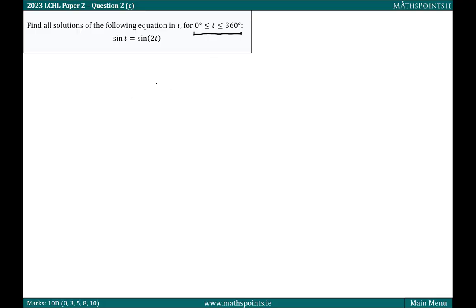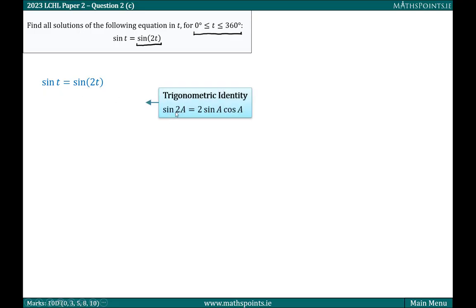So the key to this question is to spot that we're not really going to be able to work with a sine t on one side and a sine 2t on the other side. We wouldn't be able to collect those together or simplify this down further without changing the sine of 2t, which is a double angle, using one of the formulas that's in the formula book. So the formula we're going to use is the sine of 2a is equal to 2 sine a cos a, which means that the sine of t is equal to 2 sine t cos t.